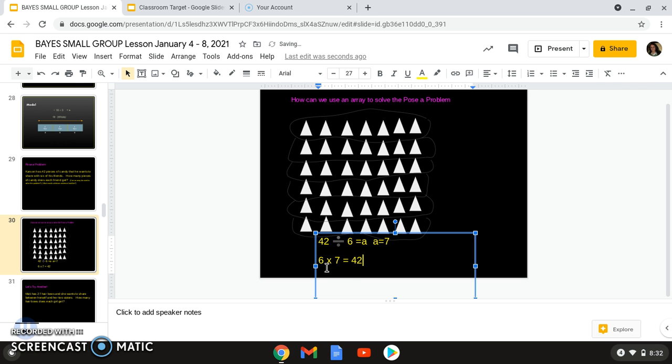So our multiplication sentence would take the 2 numbers here, the divisor and the quotient, and multiply them to get 42. And I can do that by just counting here. I can count all of these triangles and it will show me that there are 42. So you can use your multiplication sentence to show that.